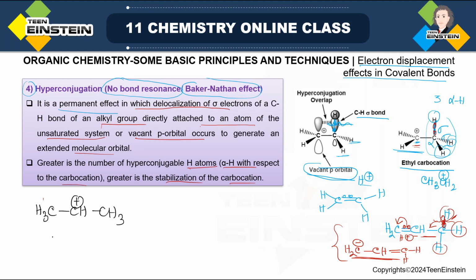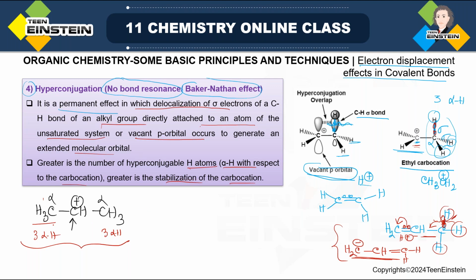Both sides we have CH3. Now if you consider this carbon which is carrying the positive charge, this position is alpha, this position is also alpha. That means how many alpha hydrogens do you have? 3 alpha hydrogens here, 3 alpha hydrogens here. So total number of alpha hydrogens is 6. So for this molecule you can draw 6 hyperconjugation structures, total 6 possible.